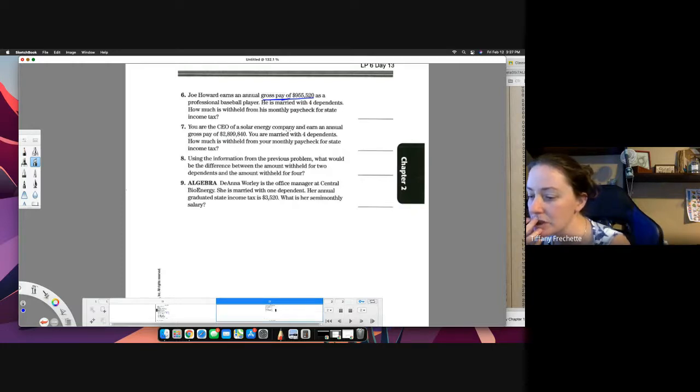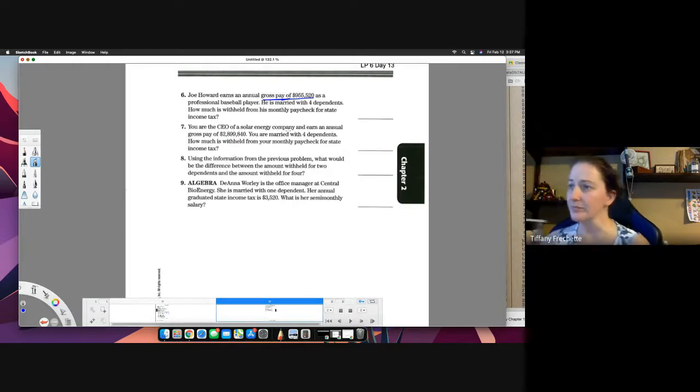So the only thing that changes a little bit on number 8 is it says, using the information from the previous problem, what would be the difference between the amount withheld for 2 dependents and the amount withheld for 4? So in number 7, you're going to calculate it based on 4 dependents. So you've already calculated part of this problem, withheld for 4. You're going to recalculate the same exact one for only 2 dependents. And then you're going to have 2 answers there.